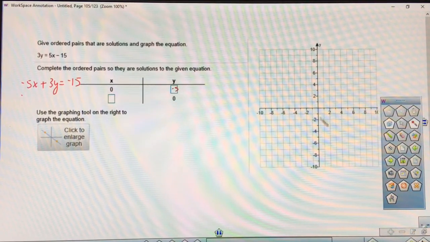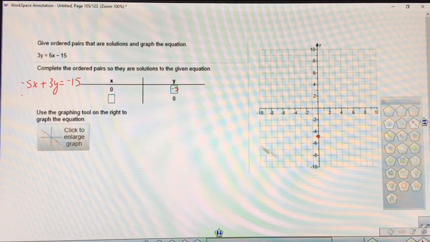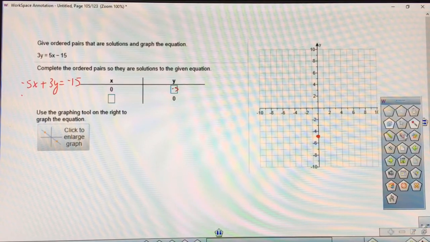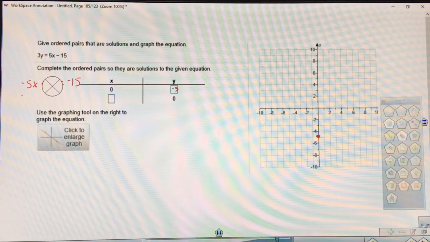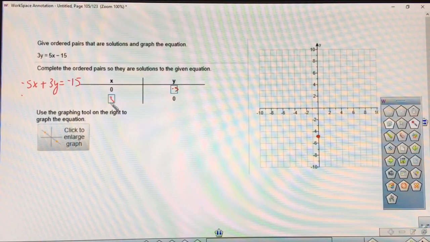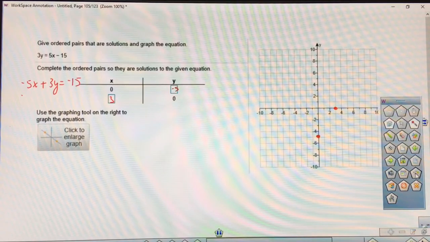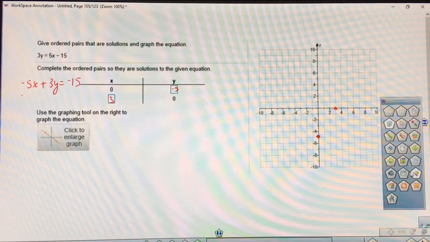So I can go ahead and plot that, 0, negative 5. And I have that point. Now I have to find out what the x value is. So here, I'm going to cover up the middle term. And I'm going to solve that little tiny equation for x. So I divide both sides by negative 5. And that's going to give me positive 3 when y equals 0. Well, I can go over here and plot that point. And that'll give me my line if it wants the line. And it does.